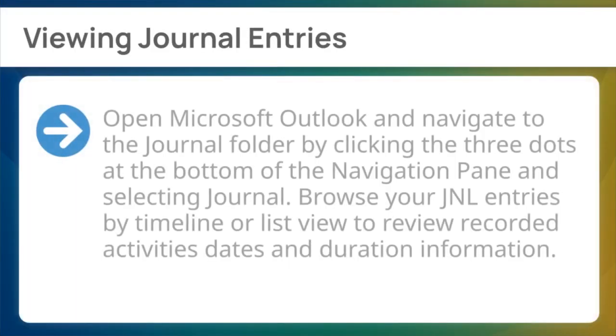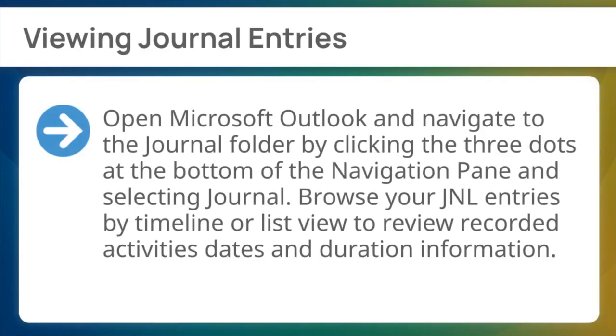First, viewing journal entries. Open Microsoft Outlook and navigate to the Journal folder by clicking the three dots at the bottom of the Navigation pane and selecting Journal. Browse your JNL entries by timeline or list view to review recorded activities, dates, and duration information.